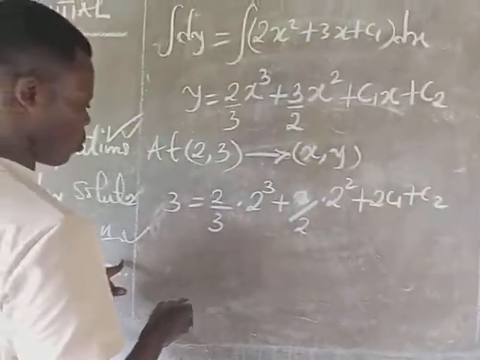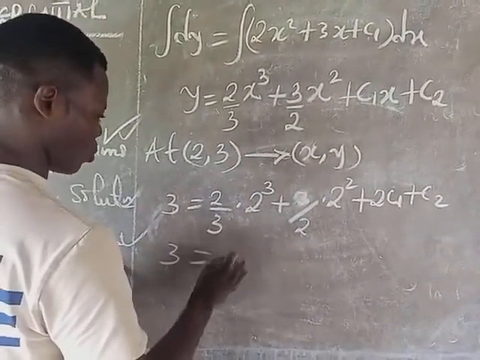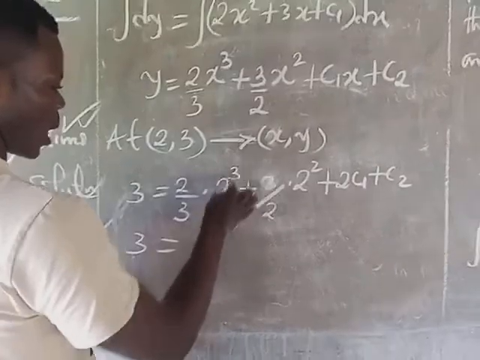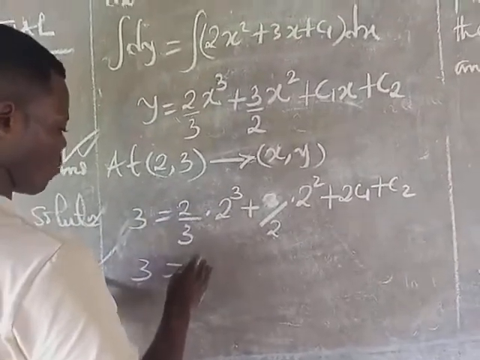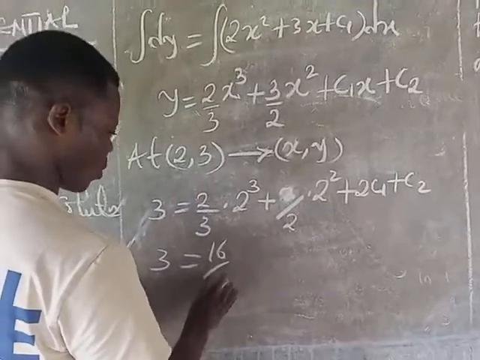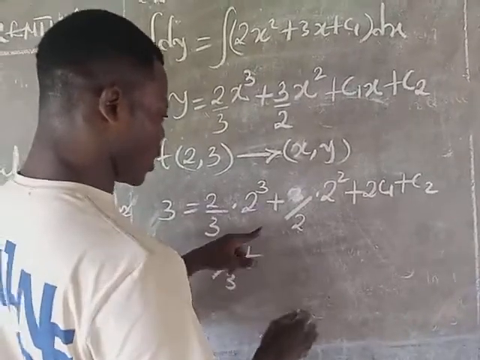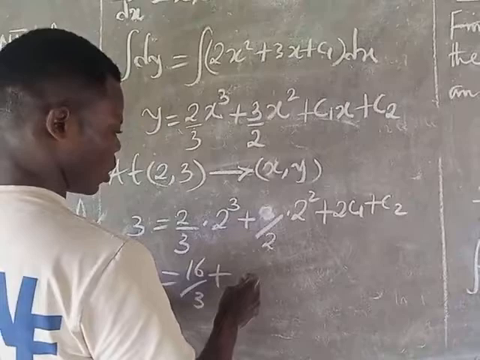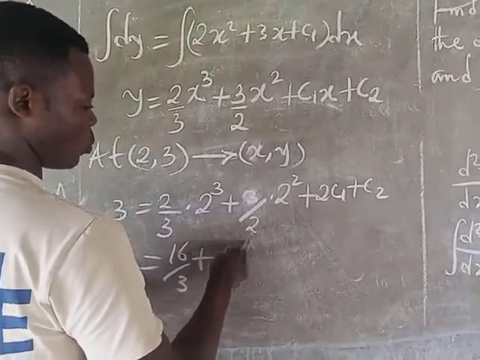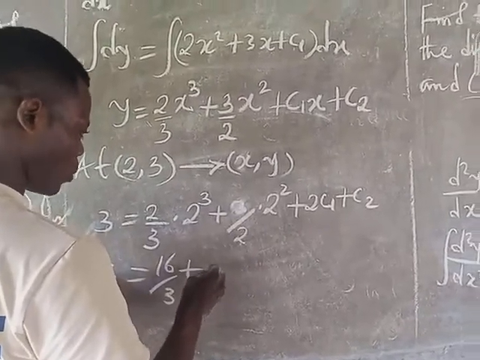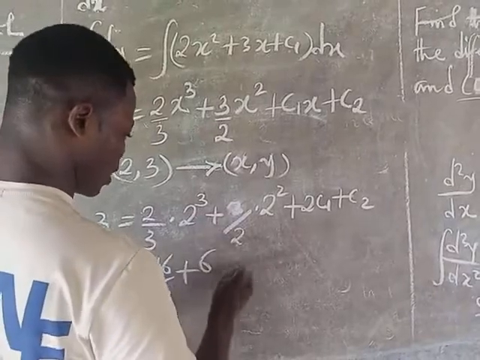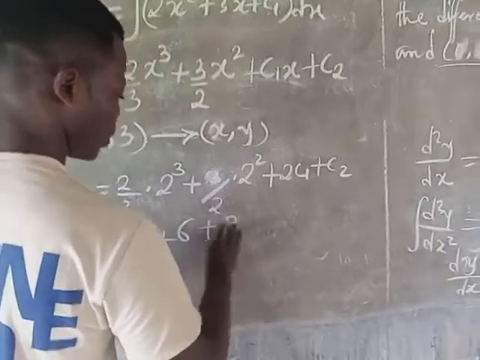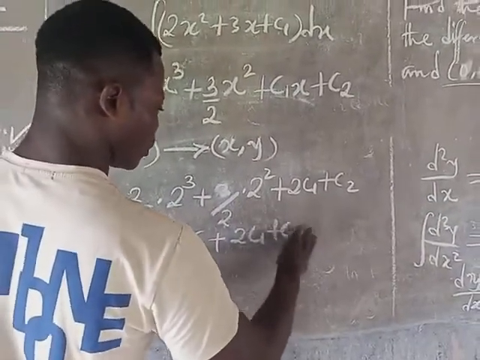Here what will happen, this will be 3 equal to, and this will be 8, and 8 times 2 will give us 16 over 3, then plus this will give you 4, and 4 divided by 2 is 2, times 3 it will be 6, then this will be plus 2c1 plus c2.